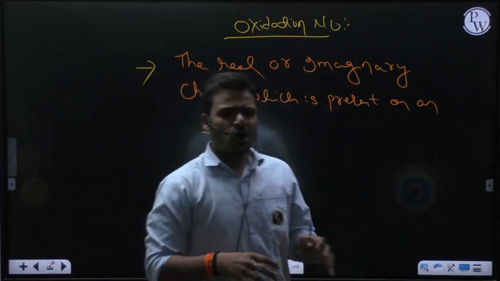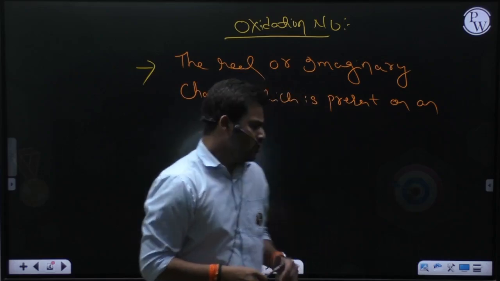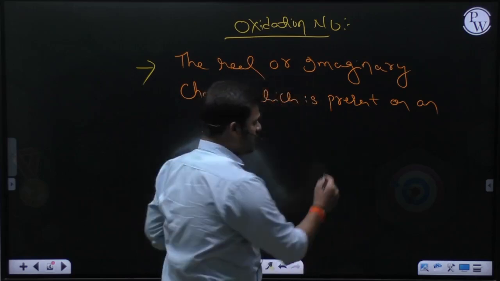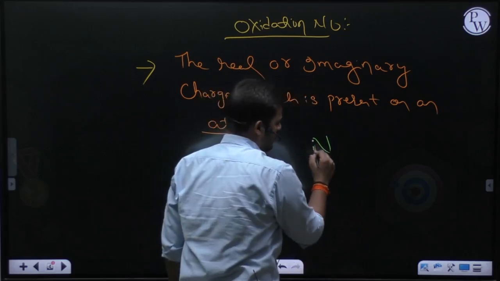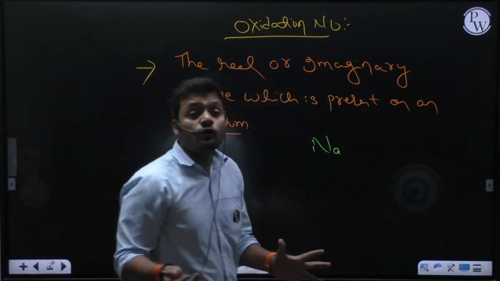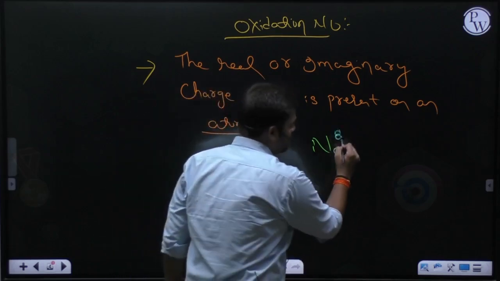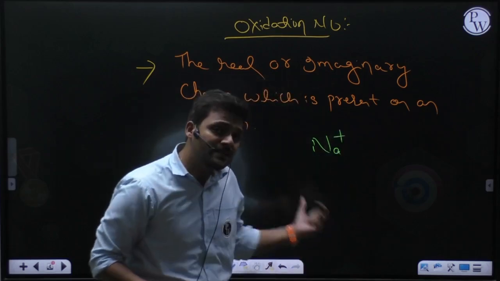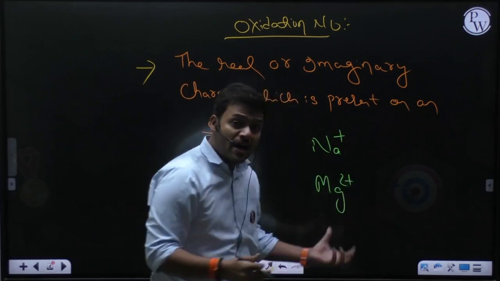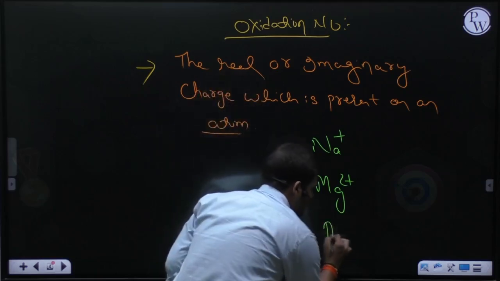Sir, it is not clear, just cite an example, right? So we have lots of examples. Let's say I have an atom of sodium, and I'm saying I have a sodium ion. So this is the Na+ ion, right? Sodium ion is your Na+ ion. I have a magnesium 2+ ion, I have a magnesium ion. I have an aluminum ion, right?